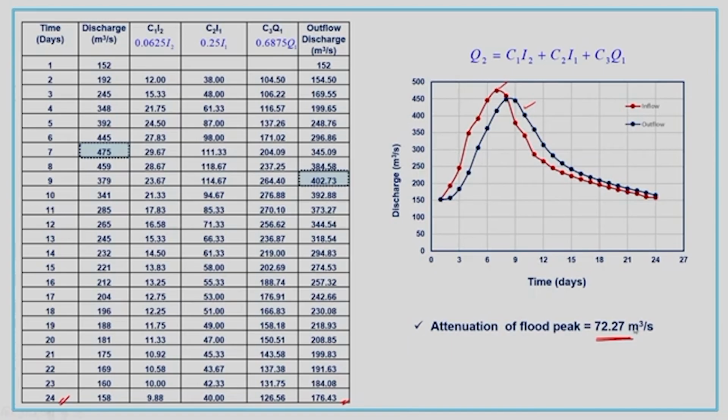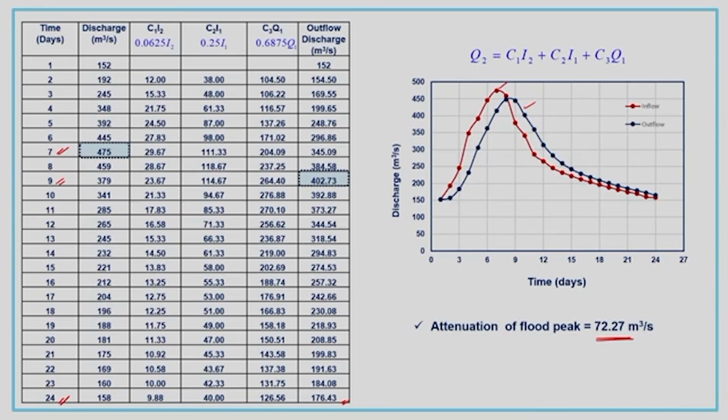Now, how much is the lag between these peaks? Inflow hydrograph is having certain peak. That peak discharge has occurred on a particular day. After how many days or after how much time the outflow hydrograph peak is occurring, that is represented by the lag in the peak. So, here you can see on the 7th day we are having the inflow hydrograph peak and on the 9th day we are having the outflow hydrograph peak. So, the lag is approximately 2 days.